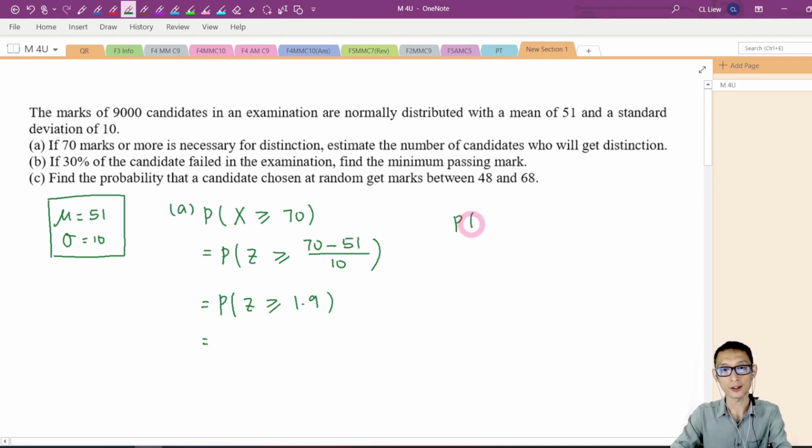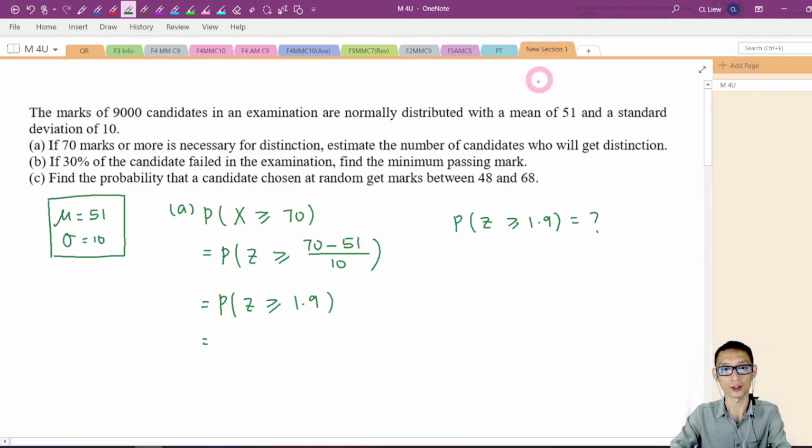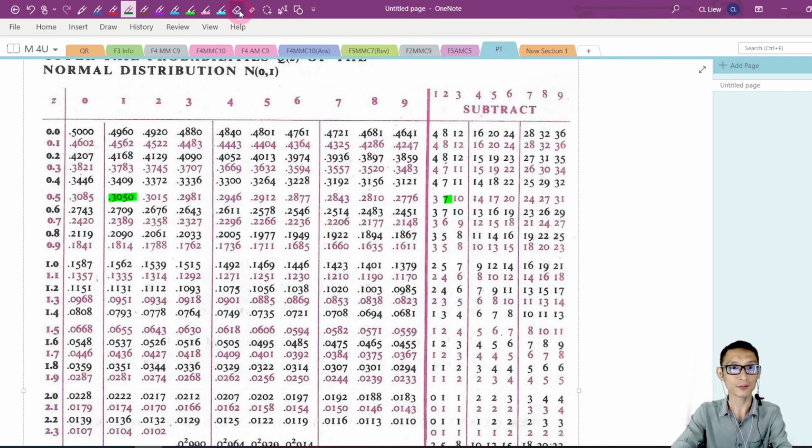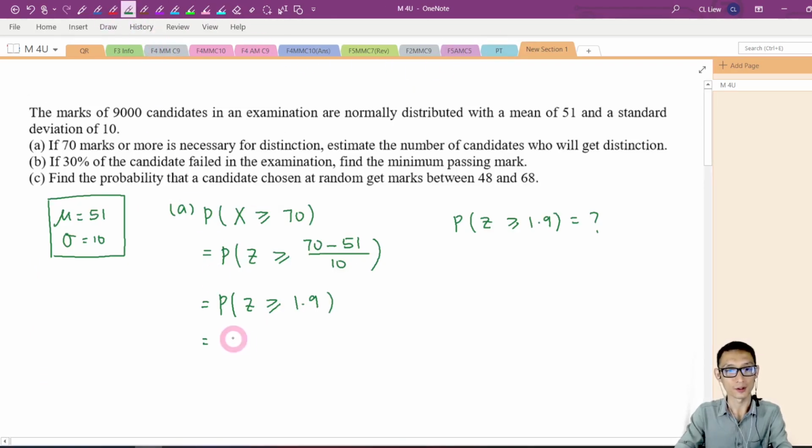So now we are searching for this. We want to find this equal to what? We want to get the value outside, right? So start from outside. 1.9 is over here. The answer is 0.0287. This is a probability.